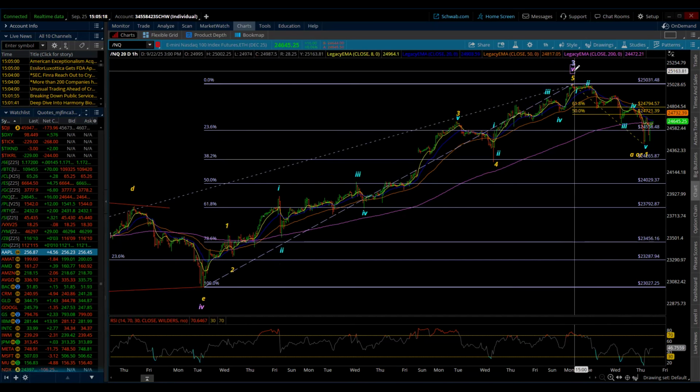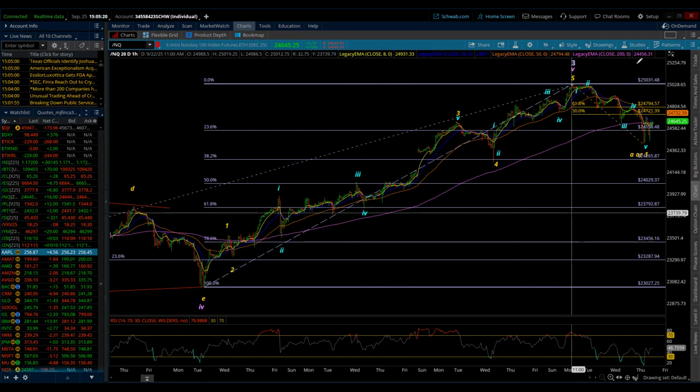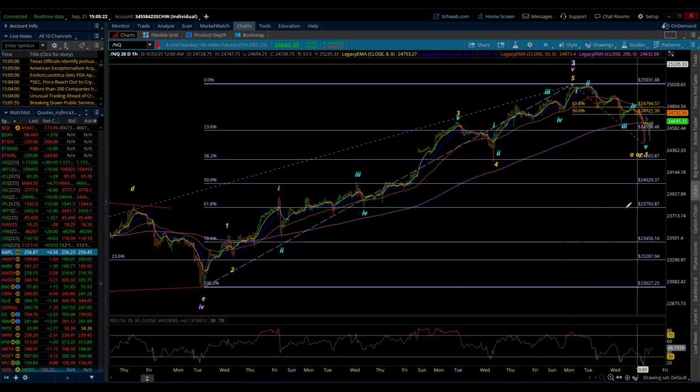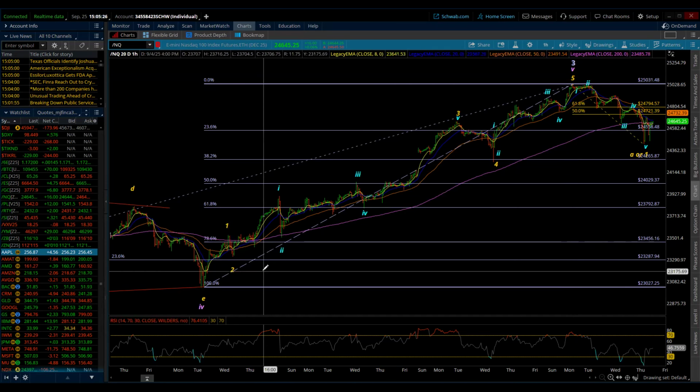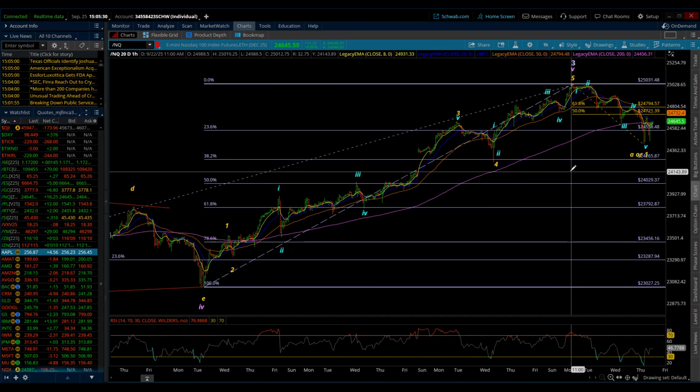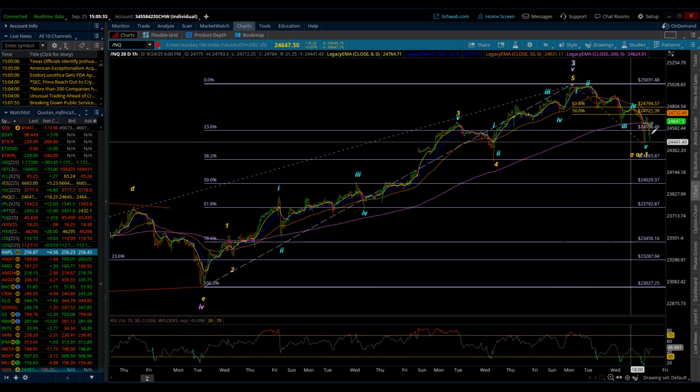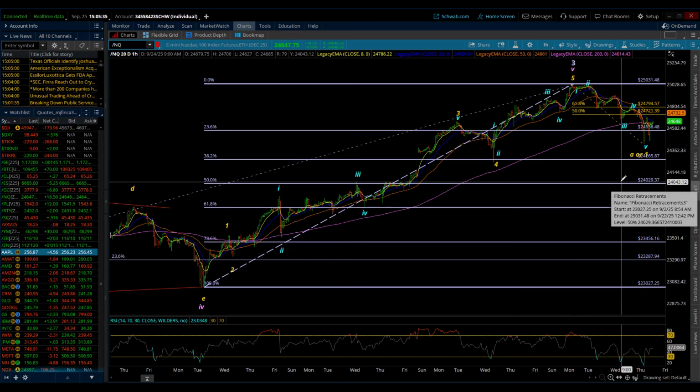So first leg of that correction done, and then we go back up at a B wave, come back down at a C wave to finish it. How long is it going to take? Well, it seems to be rolling out pretty fast. But that doesn't mean we can't just stop and start going sideways for a while. That can happen too.